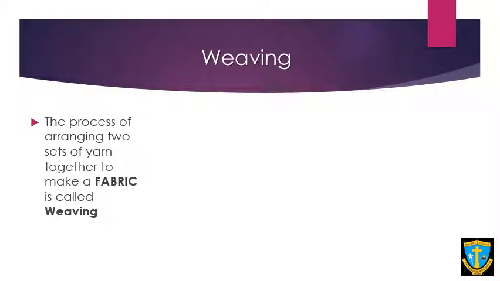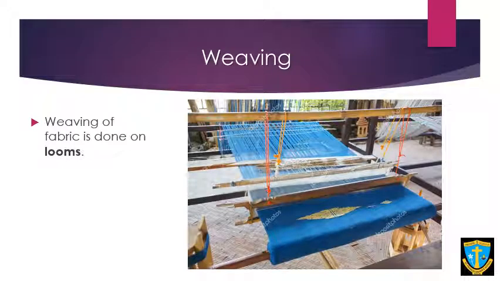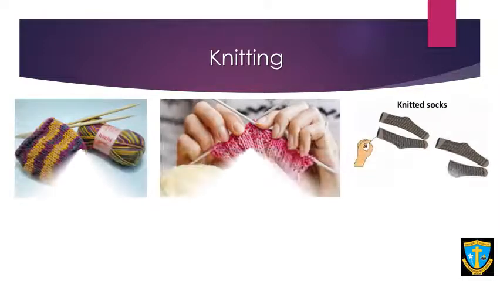Next process is the process of arranging two sets of yarns together to make a fabric, called weaving. Weaving of fabric is done on looms. These are called hand looms. So you see here, weaving is done on hand looms, and different colors of yarn are taken and put together to make a fabric.